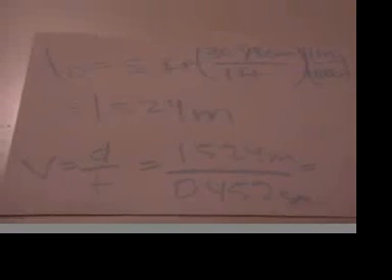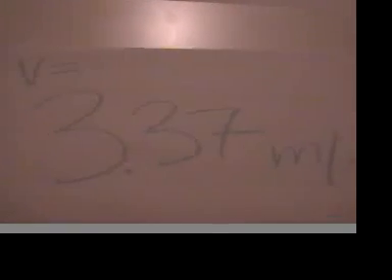Since velocity equals d over t, we learned that in physics. 1.524 meters divided by 0.452 seconds equals the velocity you have to throw it in order to make it to the cup, which is 3.37 meters per second.